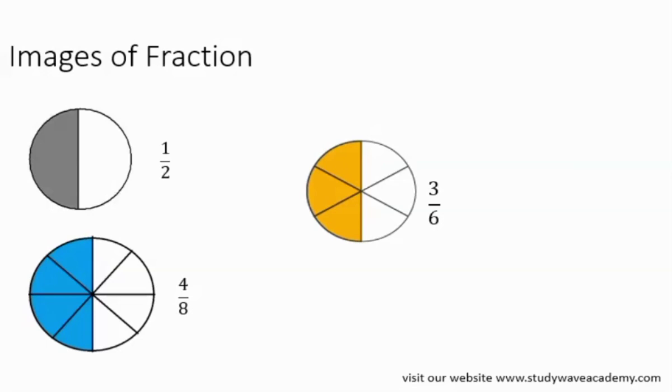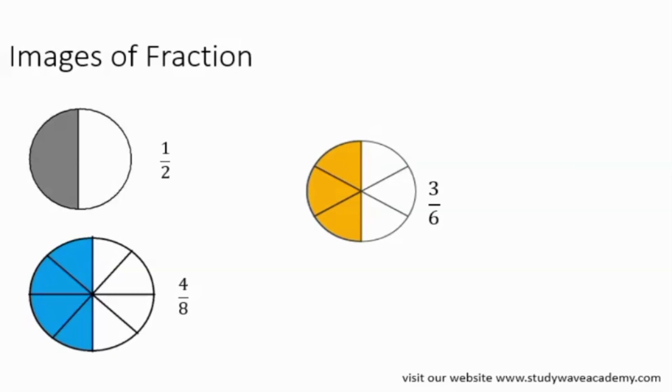Do we understand that? The next one says 3 over 6. Now, why is it called 3 over 6? It is because the full circle is divided into 6 parts, and 3 parts are shaded. Remember, we said the numerator represents the shaded part.